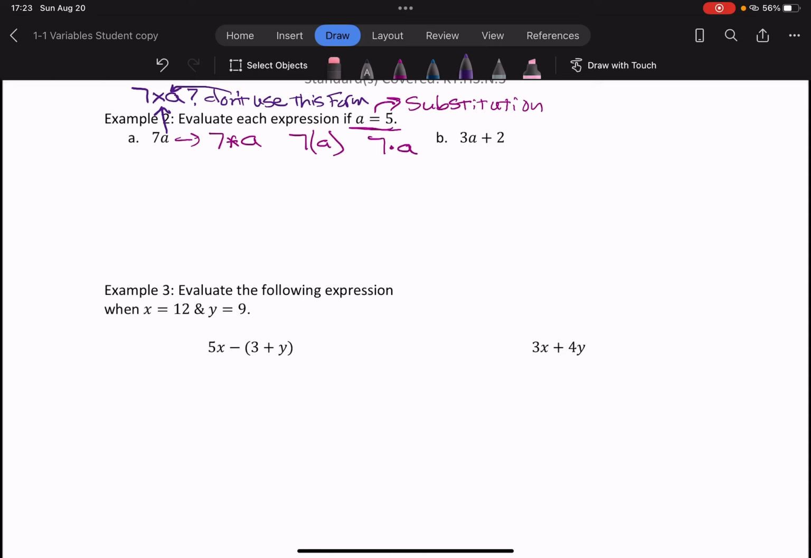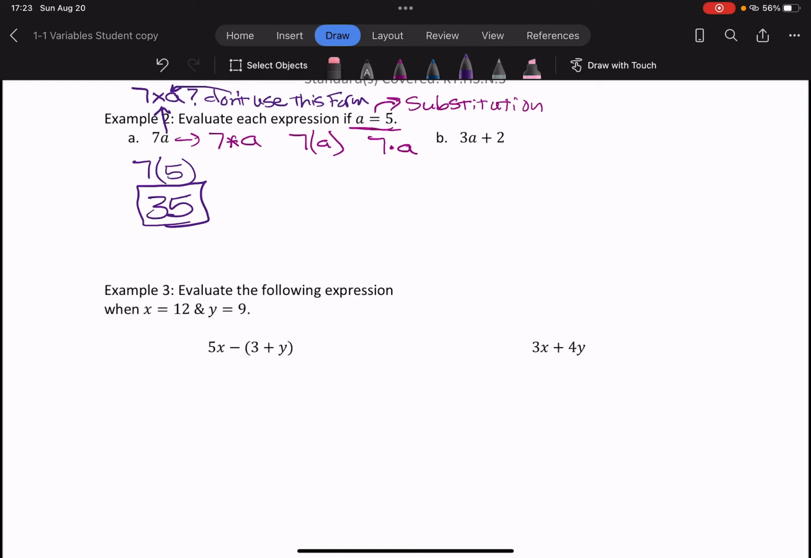So let's go ahead and put that in. So we've got a, which is 5. So I'll do 7 times 5. Well, what is 7 times 5? You count up on your fingers, you know, 5, 10, 15, 20, 25, 30, 35. So that's 35. Put that in. Now pause it and go ahead and do the similar thing with B.